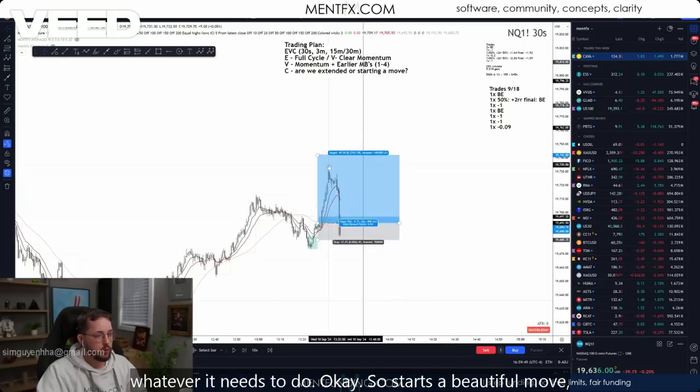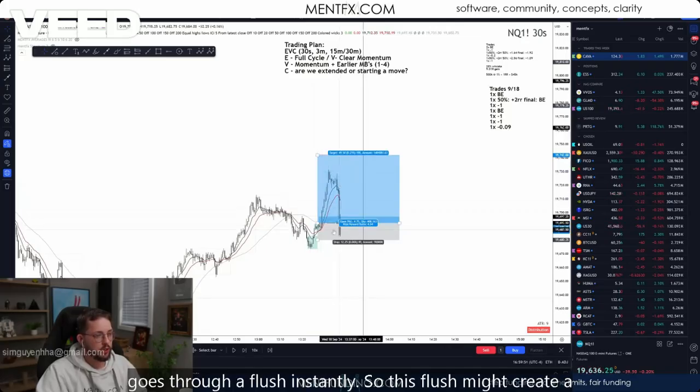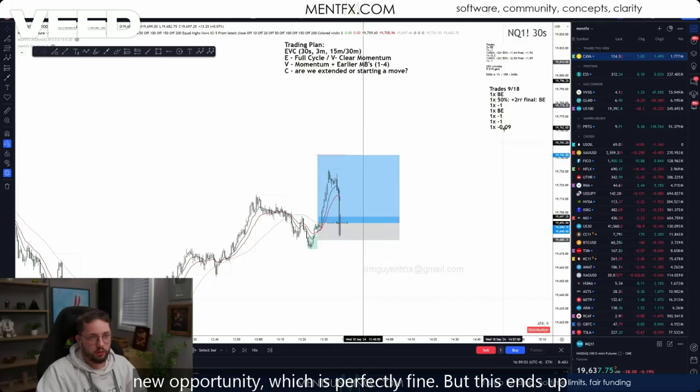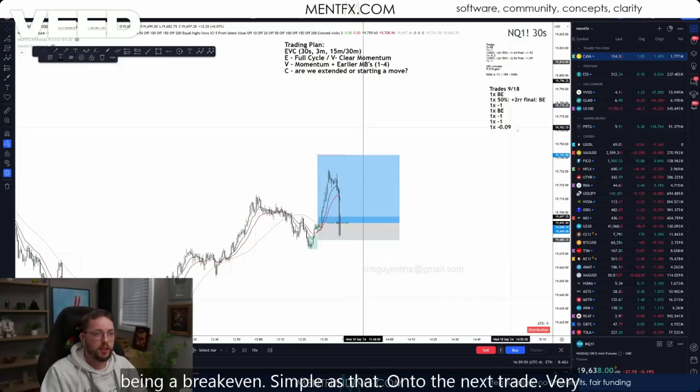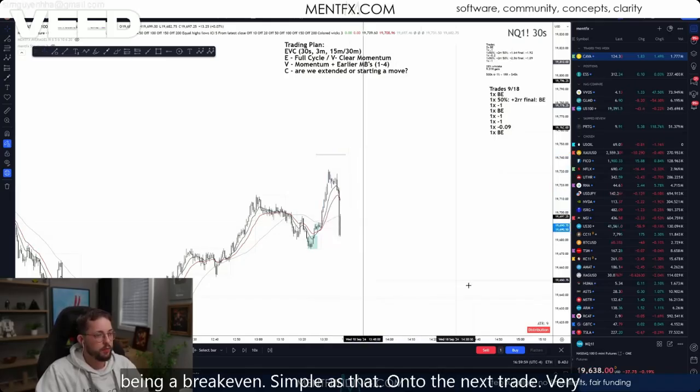Okay, so it starts a beautiful move, goes through a flush instantly. So this flush might create new opportunity, which is perfectly fine, but this ends up being a break even. Simple as that. On to the next trade.